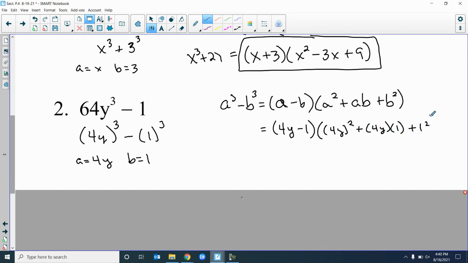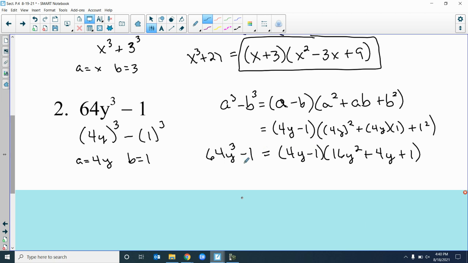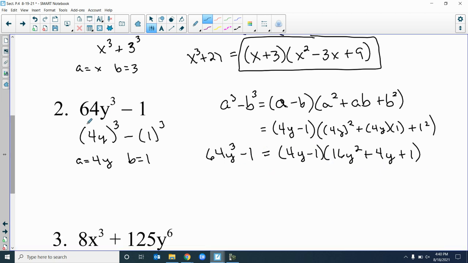plus 1 squared. Now I'm going to simplify it. And I get 4y minus 1. 4y squared, that has to be 16y squared plus 4y plus 1. That is going to be equivalent to 64y cubed minus 1. And then you can multiply it. You could multiply it out to check.